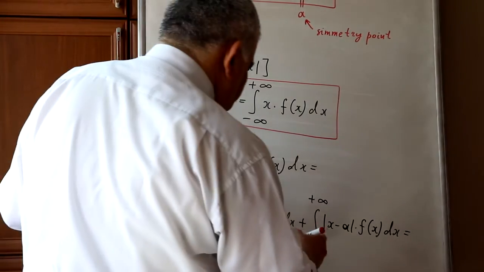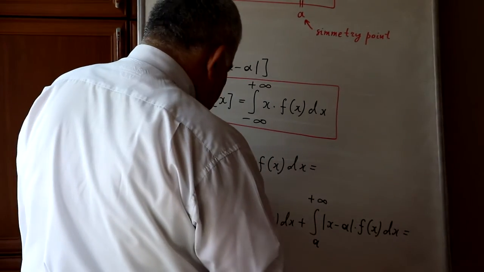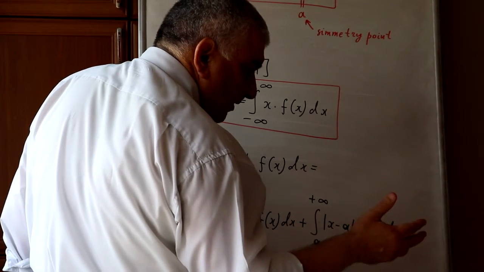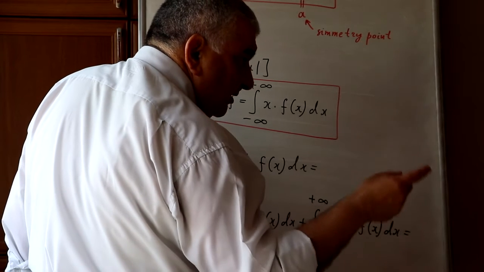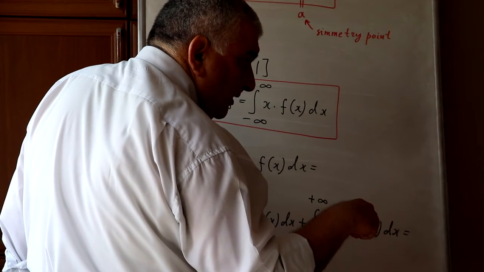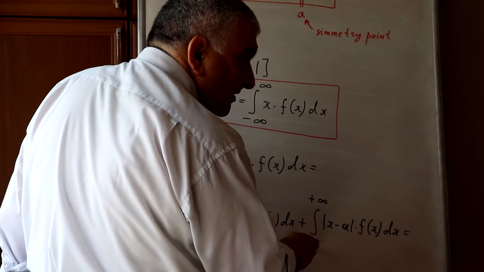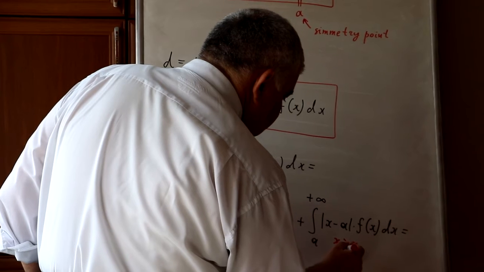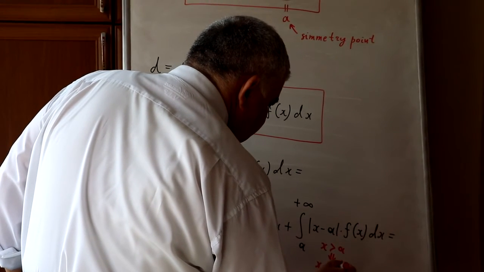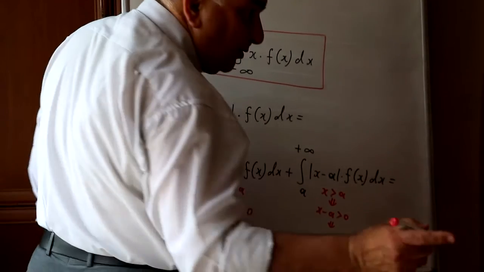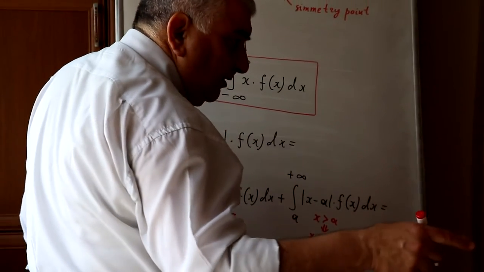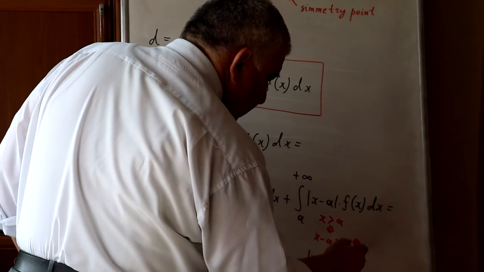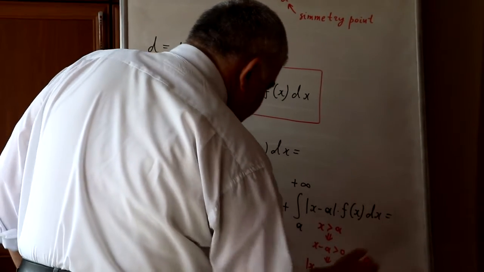Then here in the second integral, the integral variable is changed from a to plus infinity. It means the integral variable is greater than a. x is greater than a. It means then x minus a is positive, and according to the definition of modulus or absolute value, modulus of x minus a is equal to simply x minus a. Then continue.